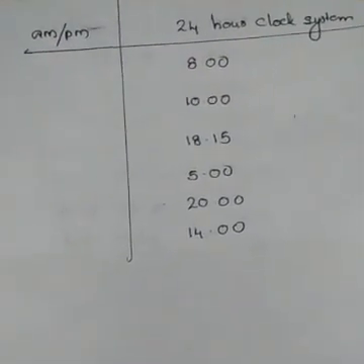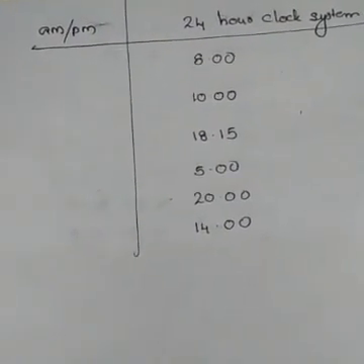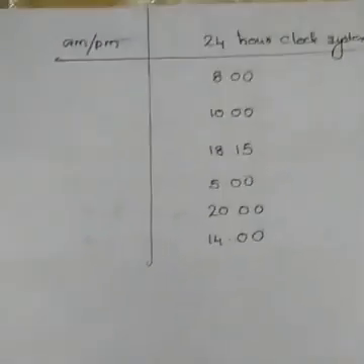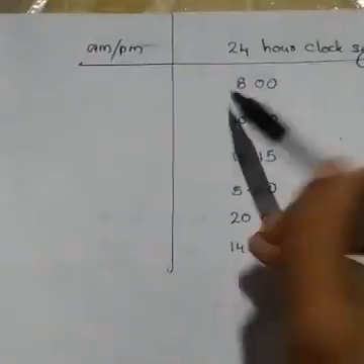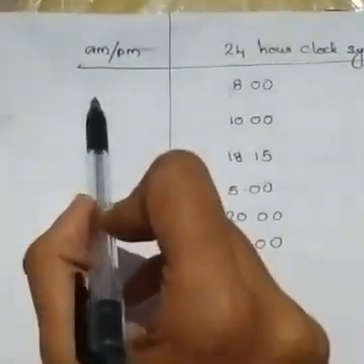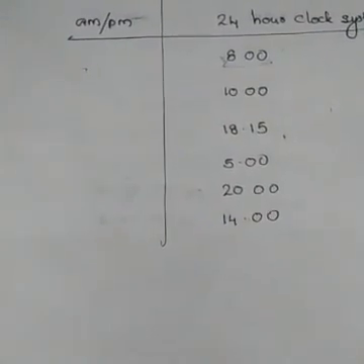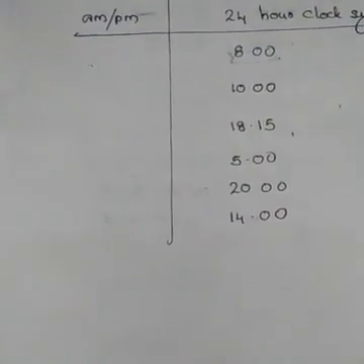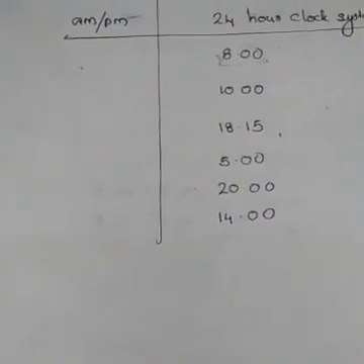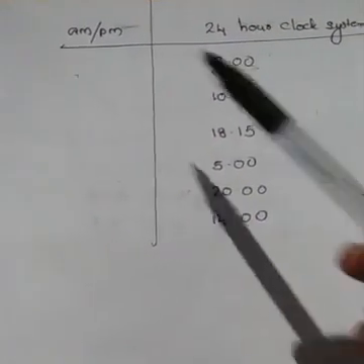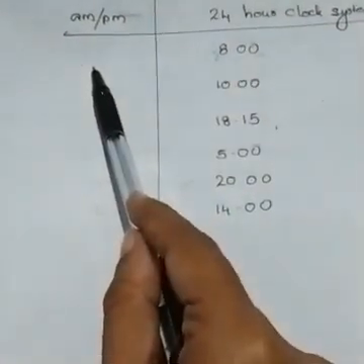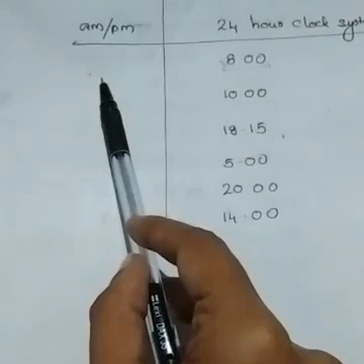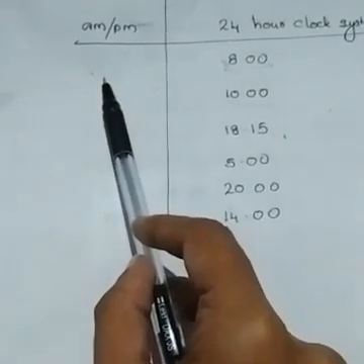Look here. Here the time in 24-hour clock system is given. We want to find the time in AM or PM. Okay, first time is 8. What is the time here? Till 12:59, the time in AM or PM and 24-hour clock system are equal. Here 8 is less than 12, so here the time is also 8. Is that AM? Yes, that is 8 AM.